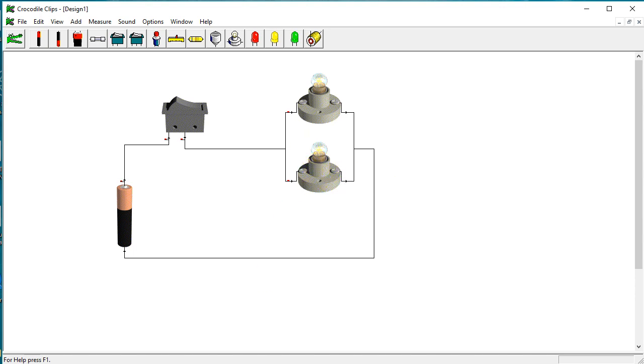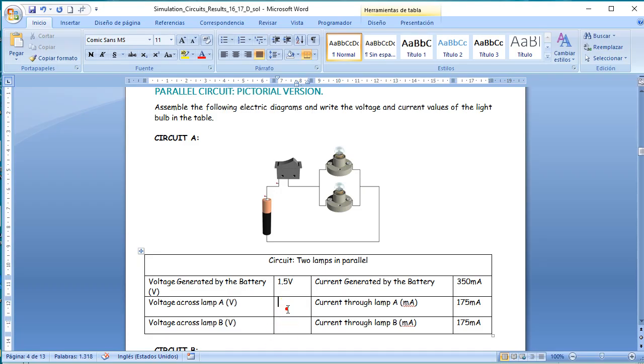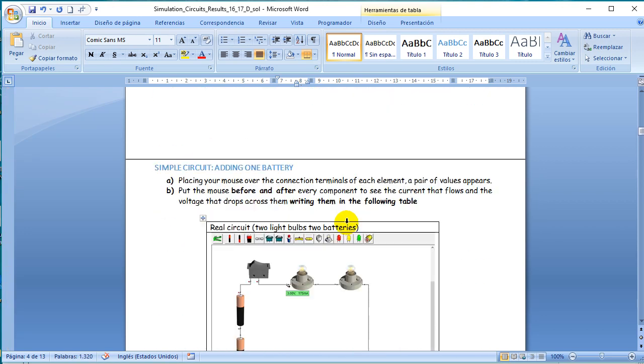Okay, so let's type that. Now we have 1.5 volts here and 1.5 volts over here. And we are done. You can see that when we have two light bulbs in parallel, the results are very different than when we had these light bulbs in series. You can check it in your table here.